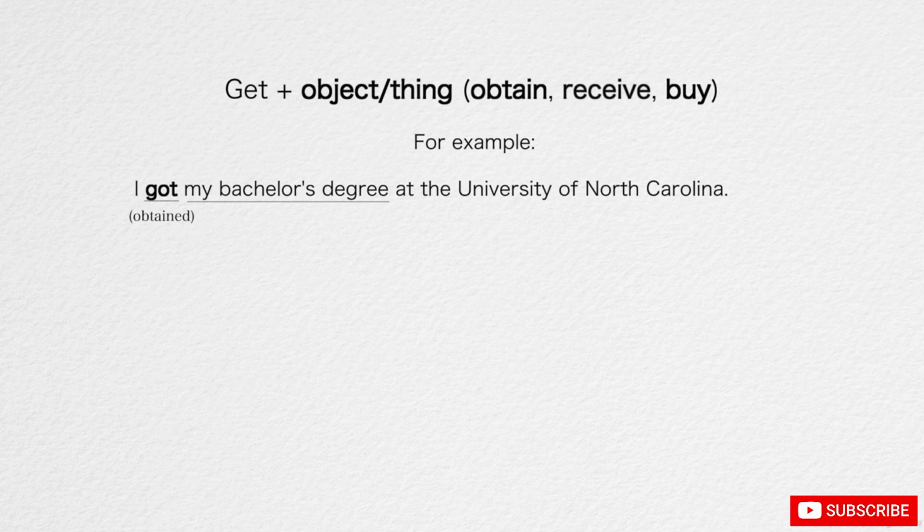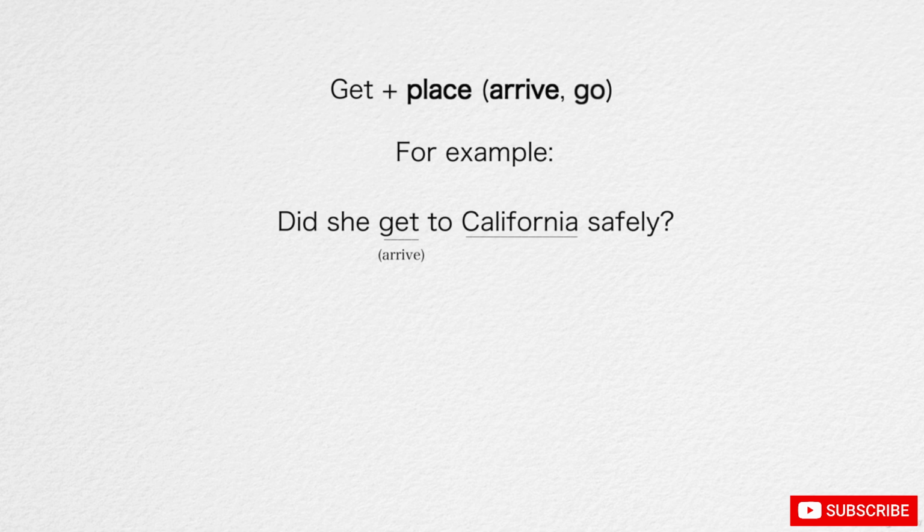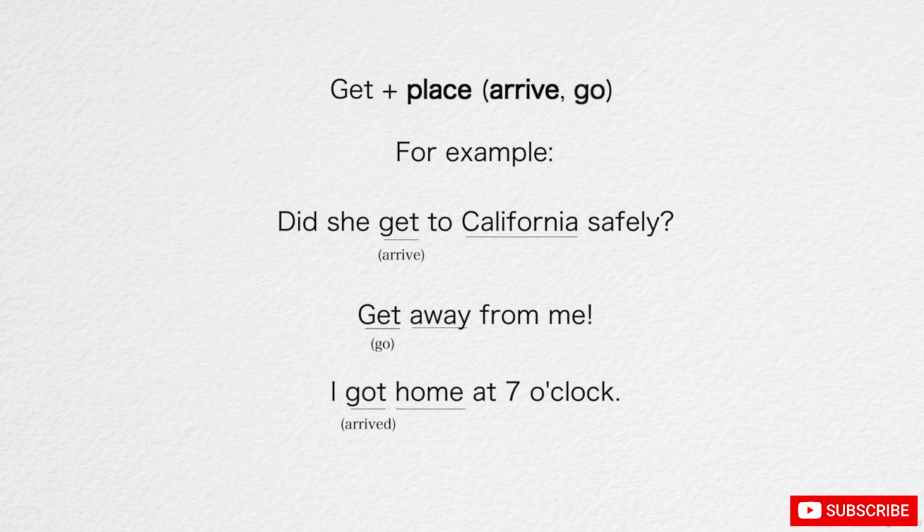For example, I got my bachelor's degree at the University of North Carolina. I'm going to get detention because I was late for class. I'm getting a new computer. If you're using get followed by a place, it's going to mean arrive or go. For example, did she get to California safely? Get away from me. I got home at 7 o'clock.